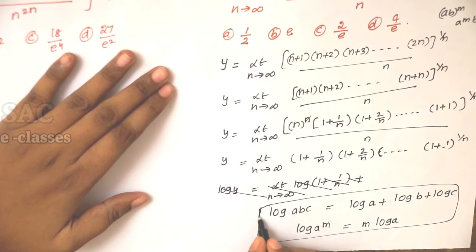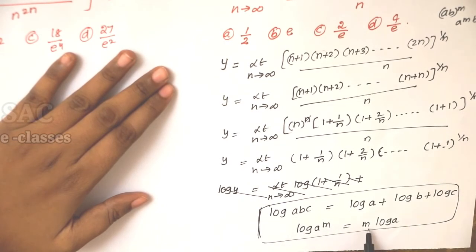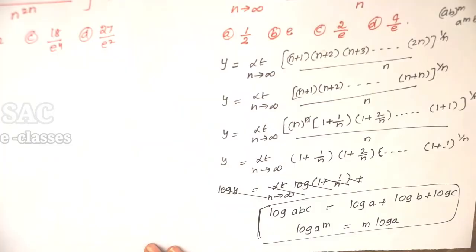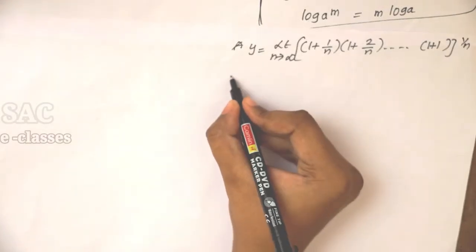First, sum of the logs I have explained, and log a power m can be written as m log a. So what will happen when we apply the log here? Let us see what will happen. Apply log on both sides.